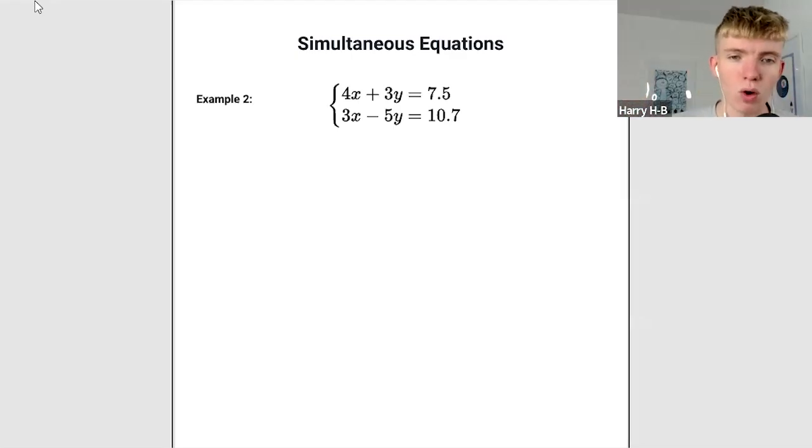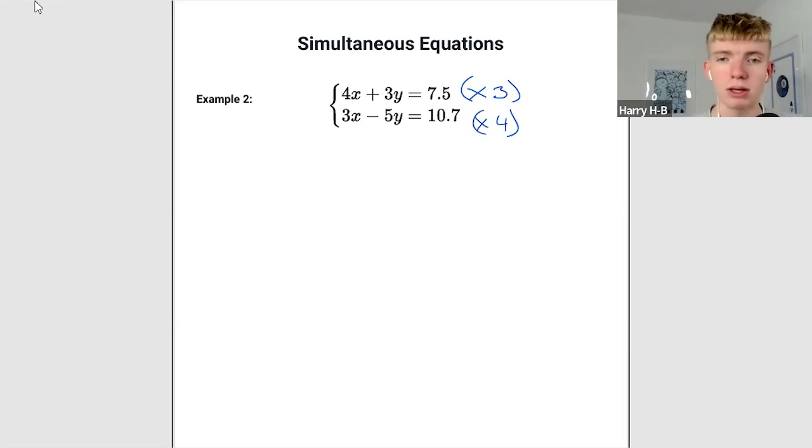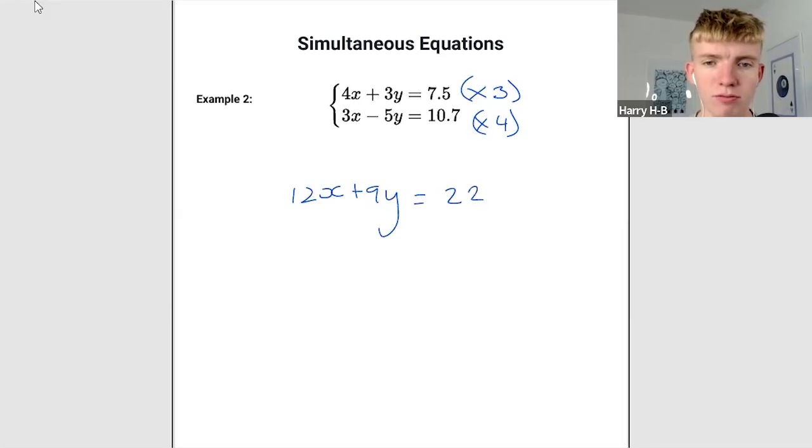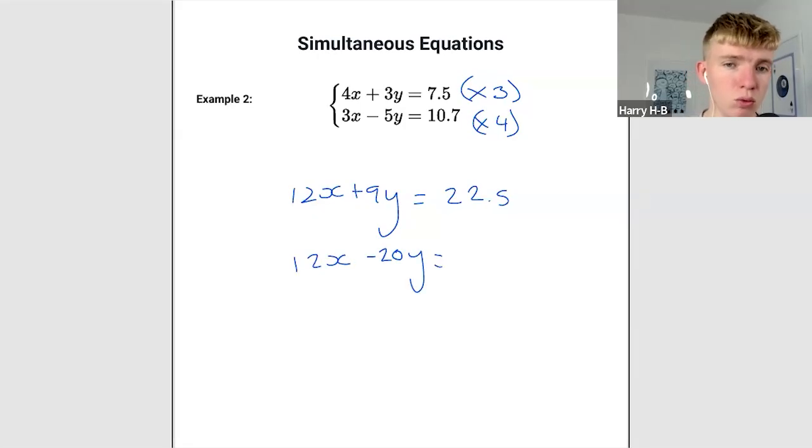So if we're trying to make this 4x become 12x, we need to times this entire top equation by 3. And then we have to do the same on the bottom. We have to times it by 4 though to get that 3x to become 12x. Okay, so if we do this, all right, we're going to get 12x plus 9y is equal to 22.5. We do the same for the bottom one, and we get 12x minus 20y is equal to, oh, this is going to test me here, is equal to 42.8.